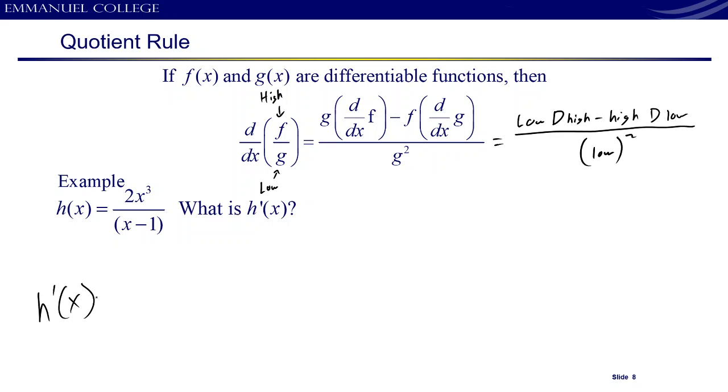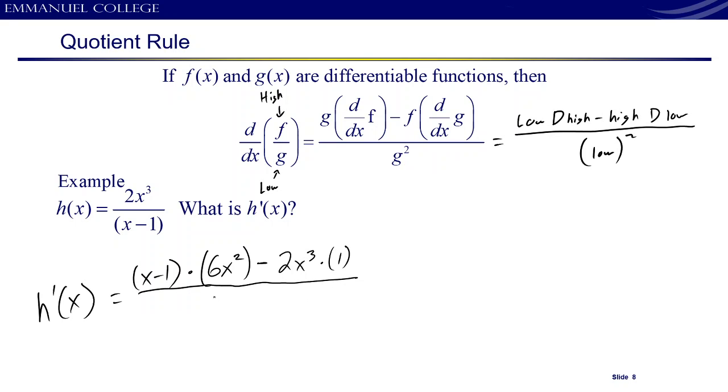So if I want h prime of x, I just need to go over to this. So it's low, so I rewrite the denominator. So x minus 1. So that's my low. D high, so d just is a stand-in instead of saying derivative. So what's the derivative of the numerator? 6x squared. And then minus high, which is 2x cubed, times what's the derivative of the denominator? Yep, just 1. And then we just square what's below, so then that's just x minus 1 squared.